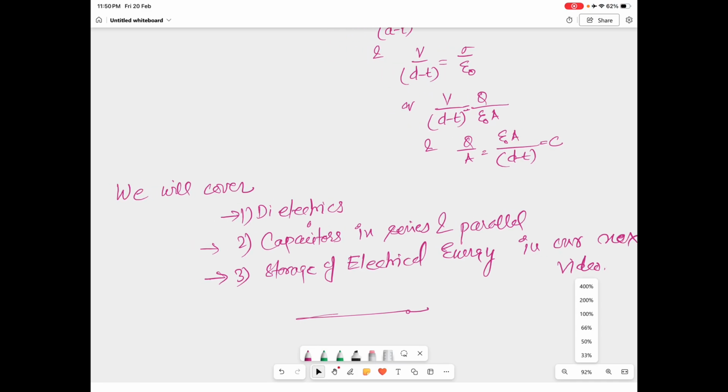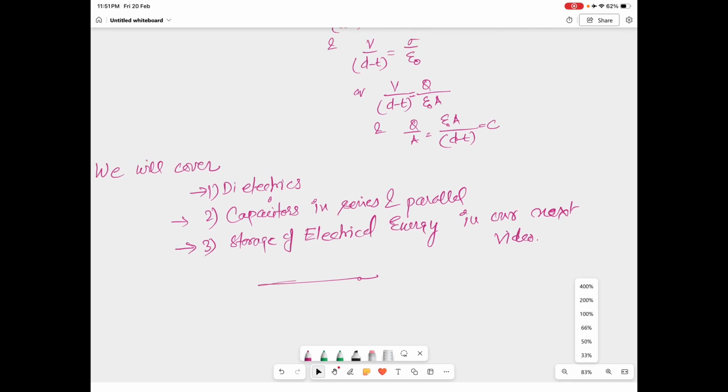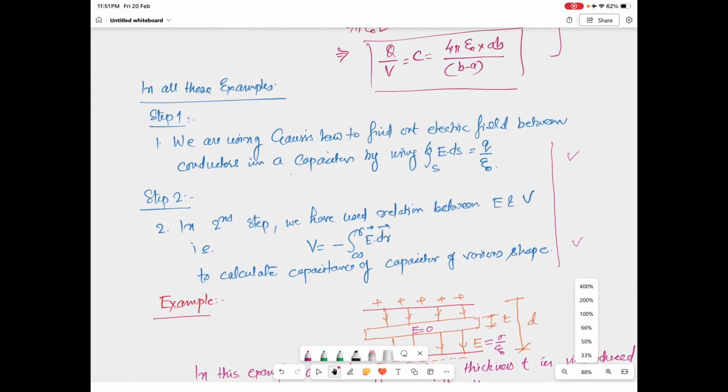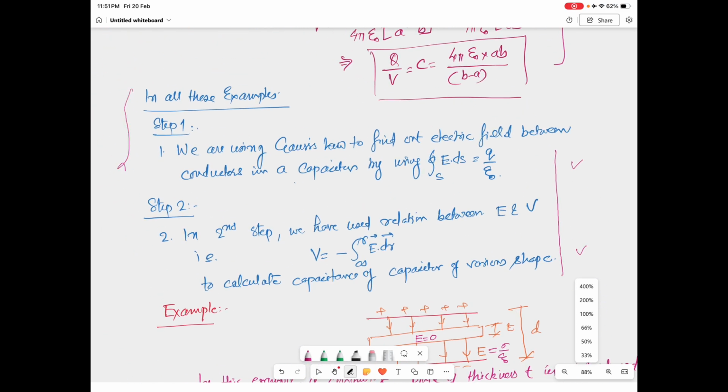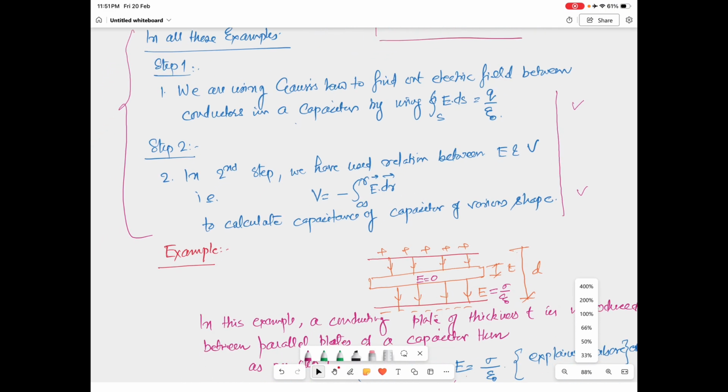Now, in the next video we will cover dielectrics, capacitors in series and parallel, and the storage of electrical energy in the capacitor. Hope you have understood the basic concept of this video, which mostly covers these two steps. You need to understand these two steps. The motive of this video is to explain that we have to follow these two steps to find the capacitance.